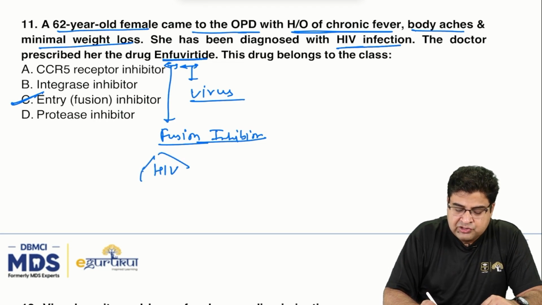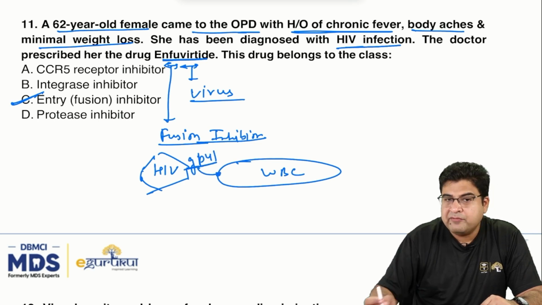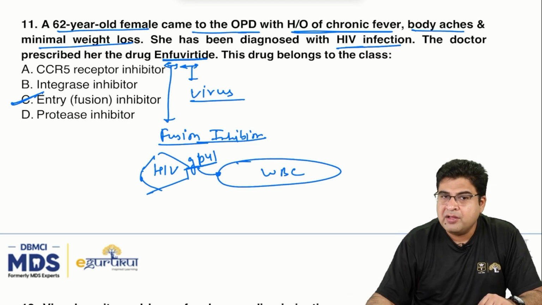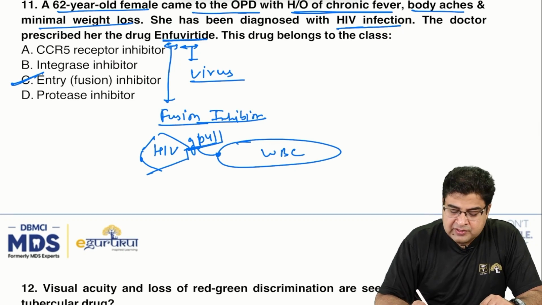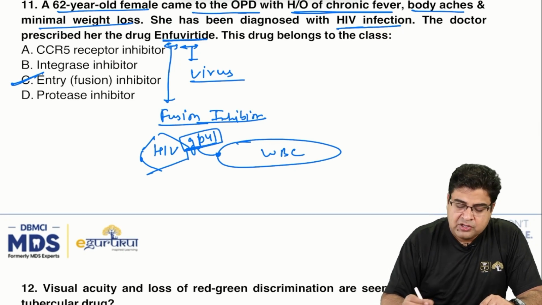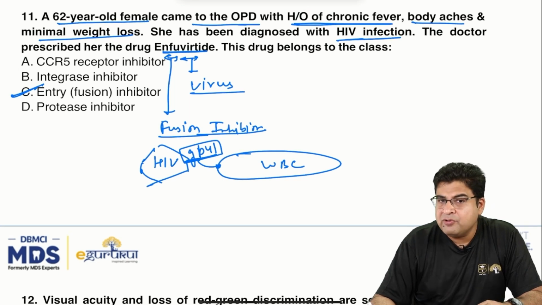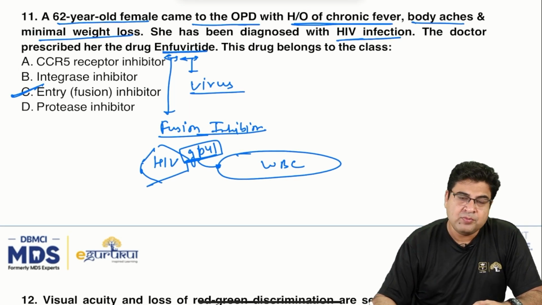So guys, please remember, whenever the HIV virus has to take entry in WBC, with the help of glycoprotein 41, the membrane of the virus will fuse with the WBC membrane and take entry in the WBC. So we have a medicine which is a glycoprotein 41 inhibitor. Enfuvirtide is a glycoprotein 41 inhibitor and can inhibit the fusion of the virus membrane with the WBC membrane, so it stops the virus entry in the WBC.